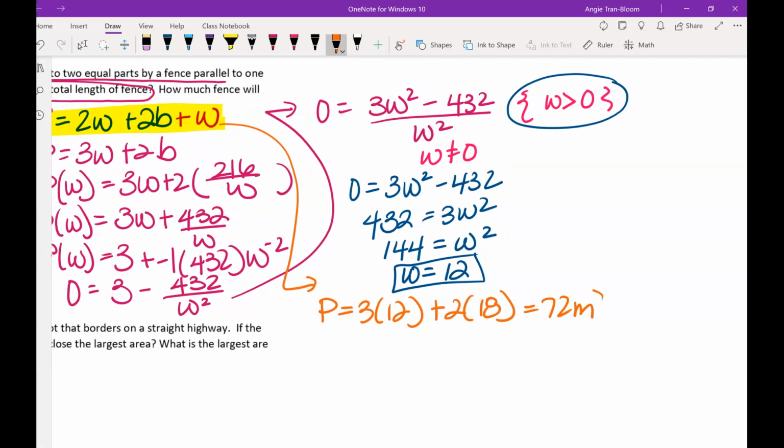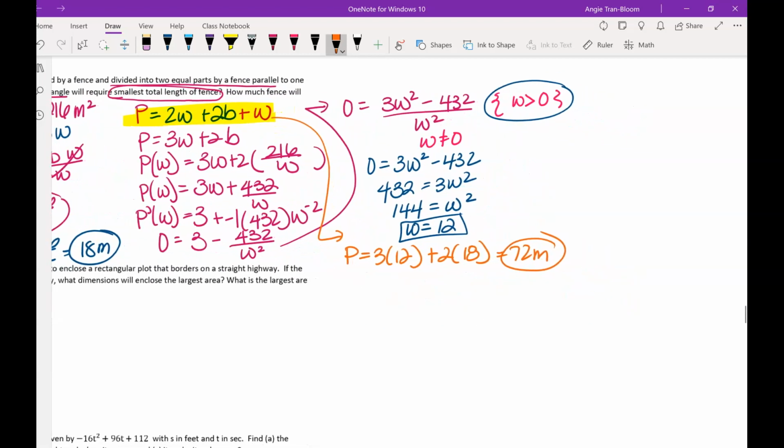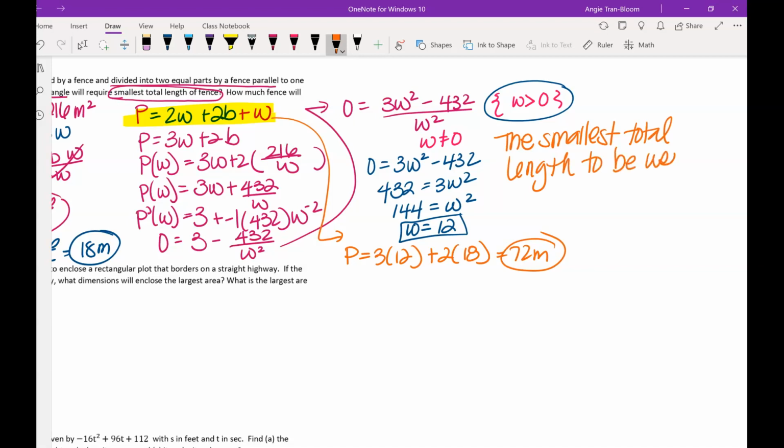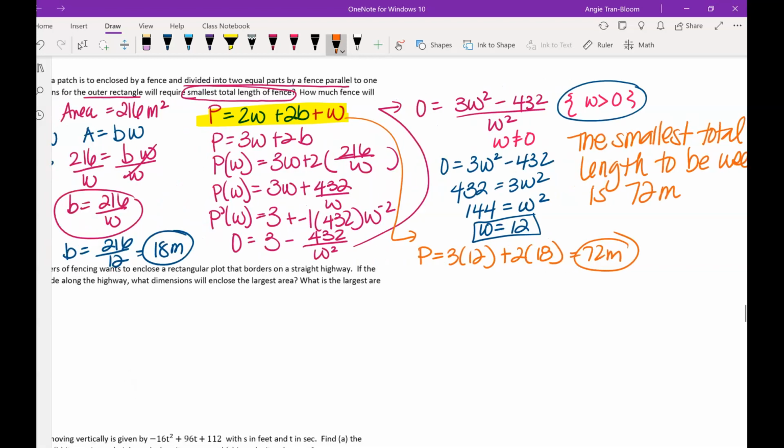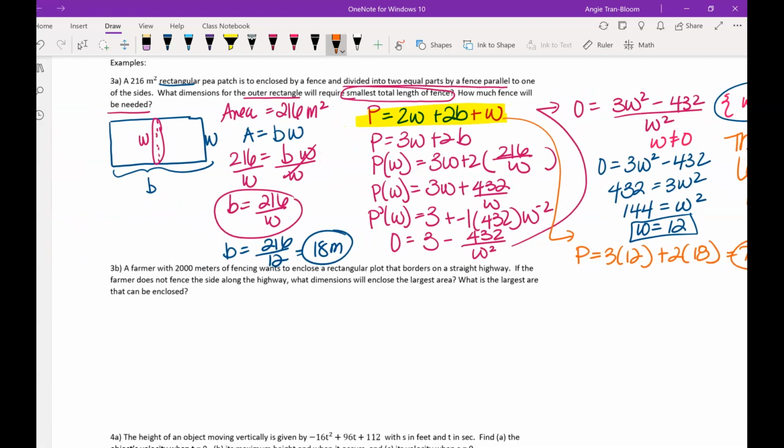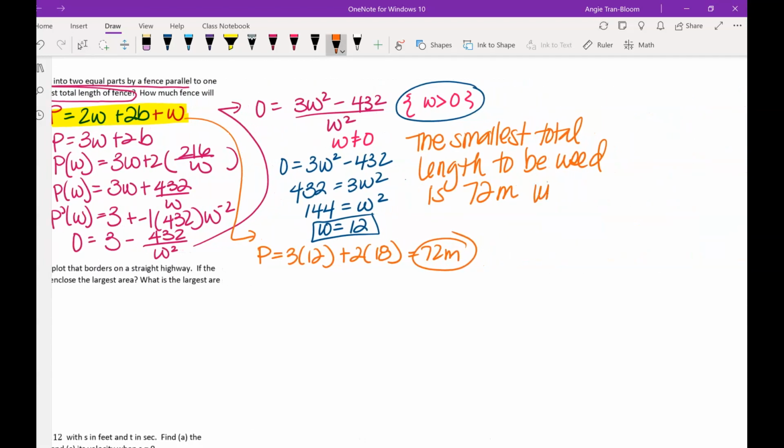So let's write a complete sentence with all of these parts. You guys ready? The smallest total length to be used is 72 meters with dimensions. Let's see, it's looking for dimensions as well. Yep, what dimensions? With outer dimensions of 12 meters by 18 meters. Box that up.